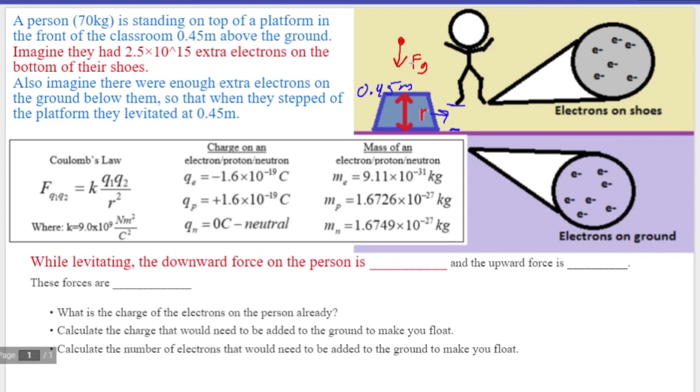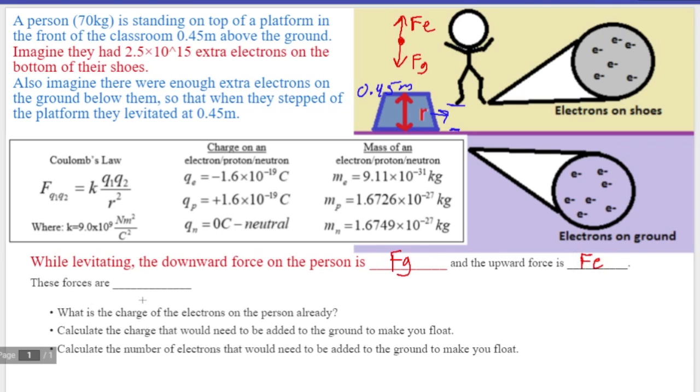Well, that's always force gravity. So over here, I can answer force gravity. What is the upward force? Well, why are they levitating? They're levitating because there's electrons on their shoes and electrons on the ground, meaning that there is an electrostatic force pointed upward. So I can put that over here.